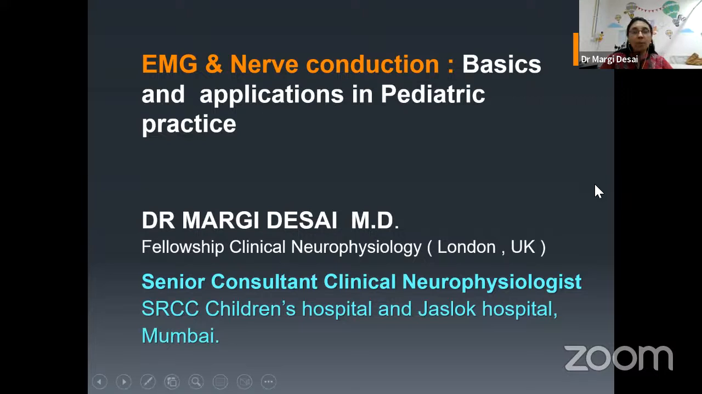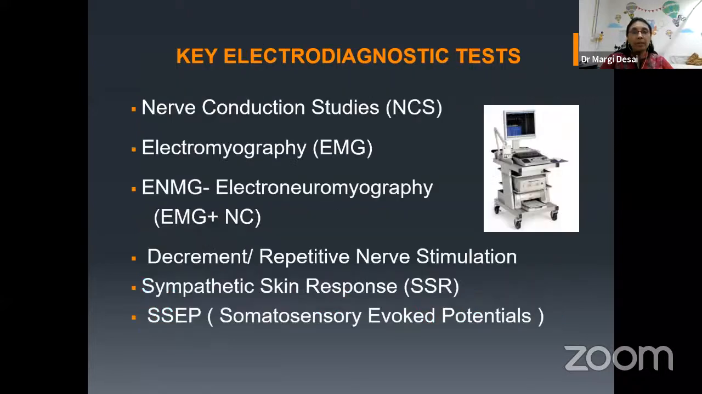What I'm going to talk about is the role of EMG and nerve conduction in children and the applications for pediatricians. So this is a picture of our EMG nerve conduction machine at SRCC. We have a state-of-the-art Nicolet EMG nerve conduction machine. It also does evoked potentials like VEP, SSEP, visual evoked potential, and brainstem auditory evoked potential.